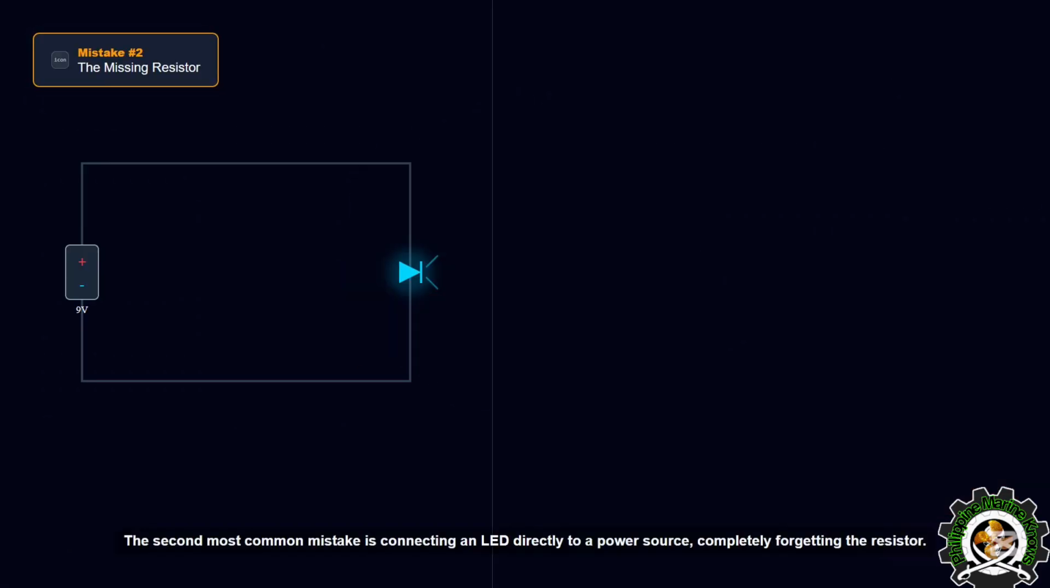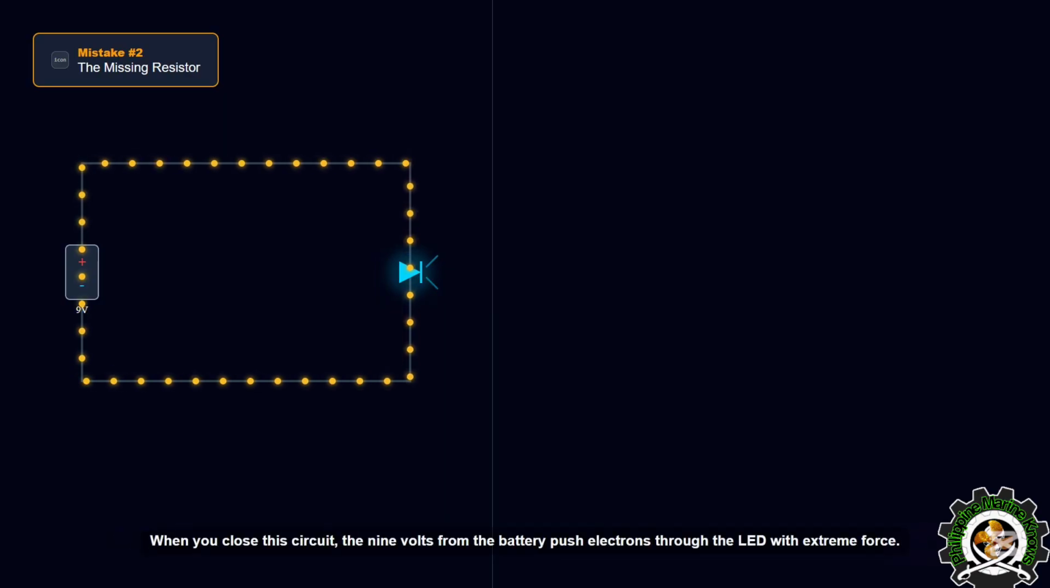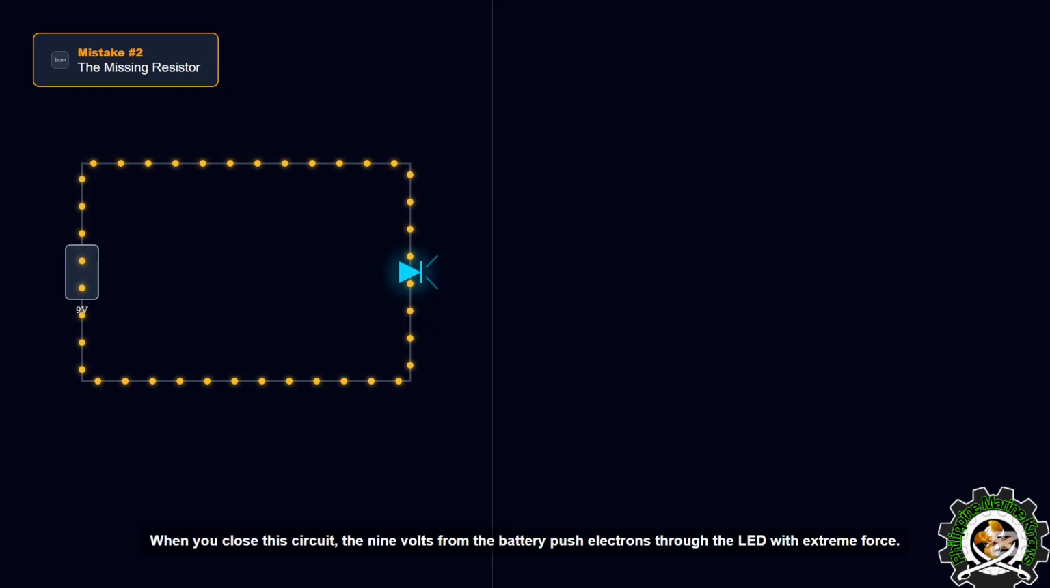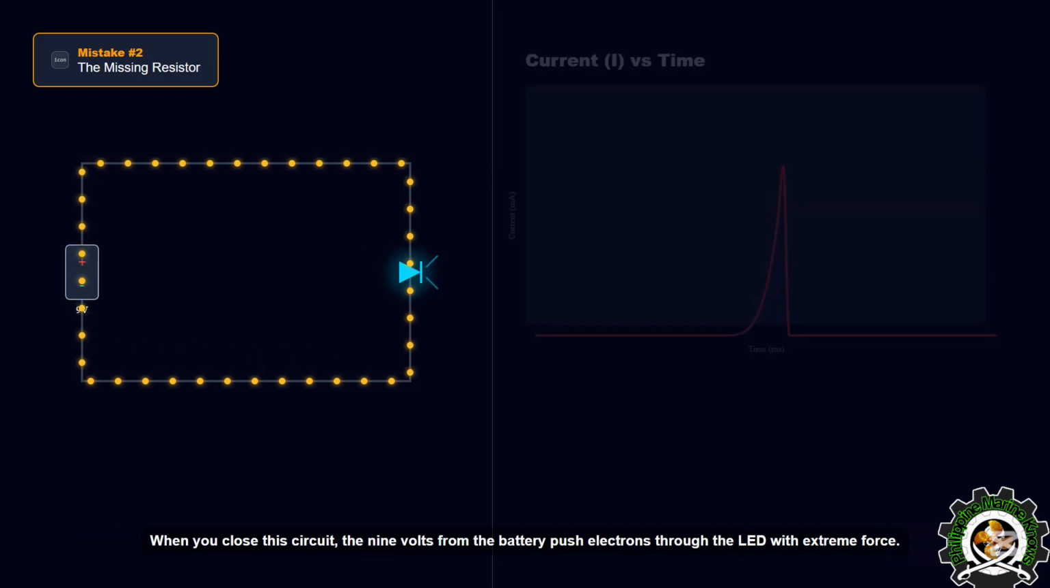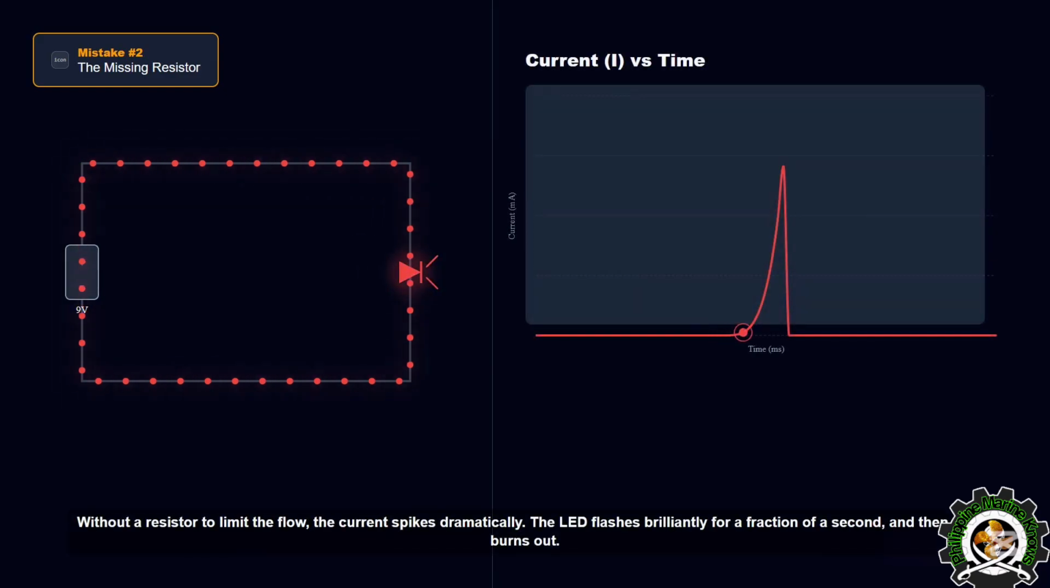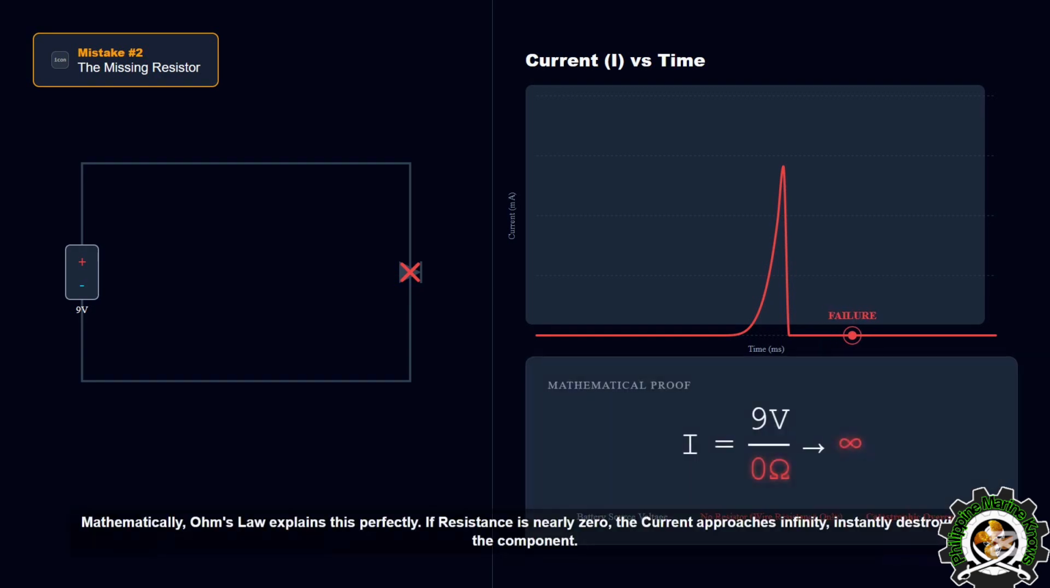The second most common mistake is connecting an LED directly to a power source, completely forgetting the resistor. When you close this circuit, the 9 volts from the battery push electrons through the LED with extreme force. Without a resistor to limit the flow, the current spikes dramatically. The LED flashes brilliantly for a fraction of a second, and then it burns out. Mathematically, Ohm's law explains this perfectly. If resistance is nearly 0, the current approaches infinity, instantly destroying the component.